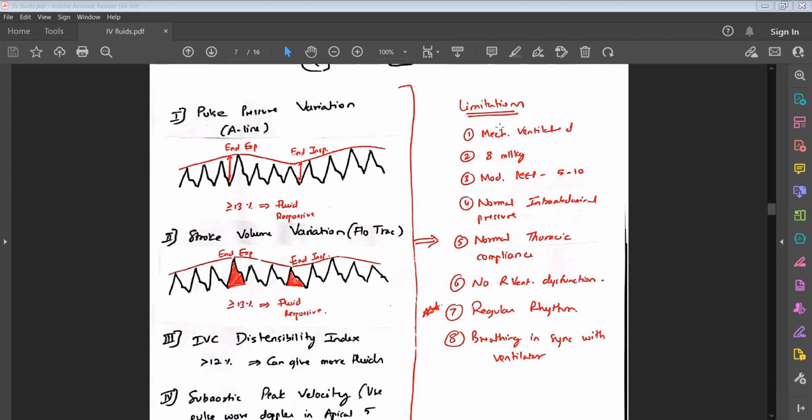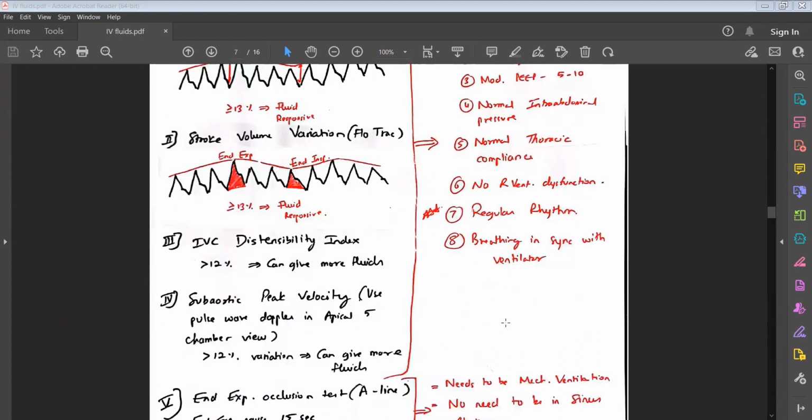If the patient is on a lower tidal volume, what you could do is increase the tidal volume, measure this, and put them back to their baseline. Then again, the PEEP needs to be between 5 to 10. A very high PEEP can alter the results of these techniques.